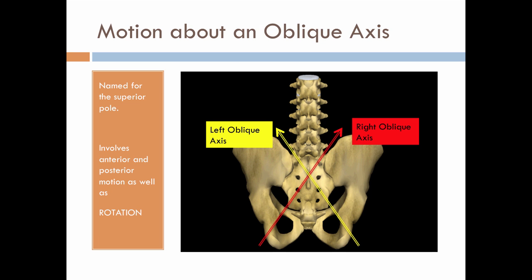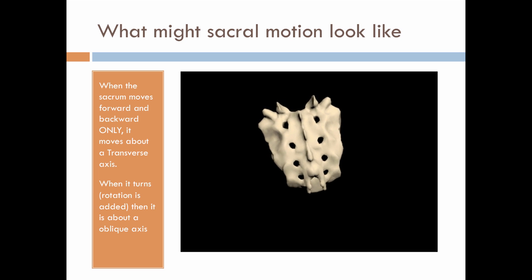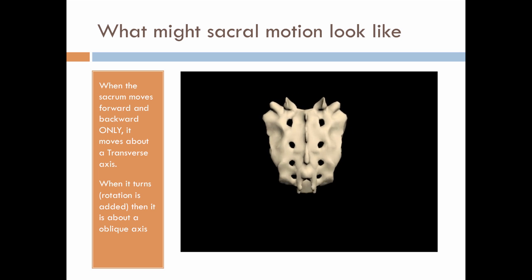And here again are the oblique axes. Again, they're named for the superior pole, so this axis here, running obliquely with the more superior end of it on the left side, would be the left oblique axis. This one here would be the right oblique axis. With movement around an oblique axis, there will not only be an element of flexion and extension, with one side of the sacral base moving anterior and posterior, but there is also rotation. So there you can see initially flexion, extension, then some rotation.